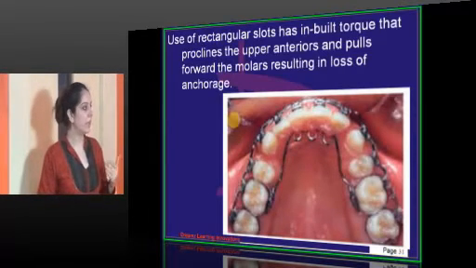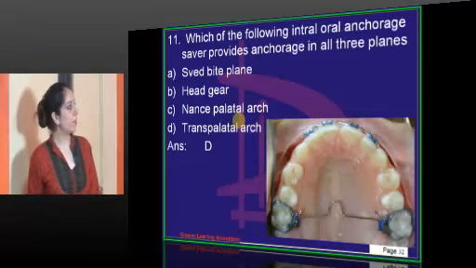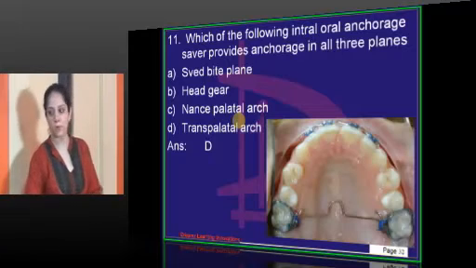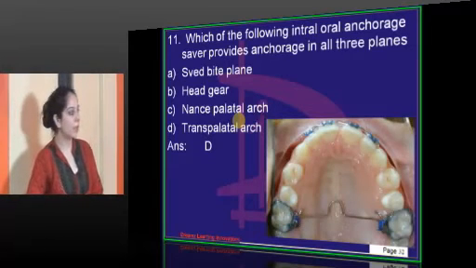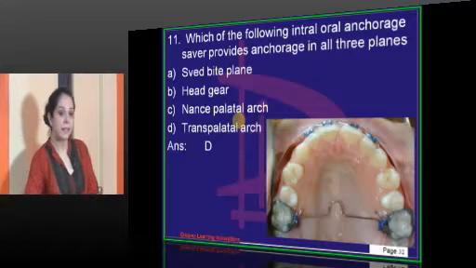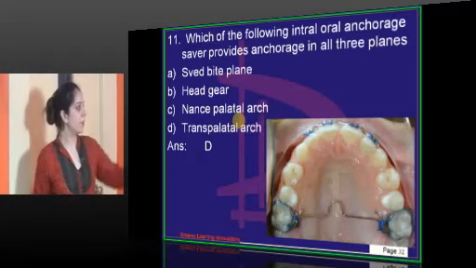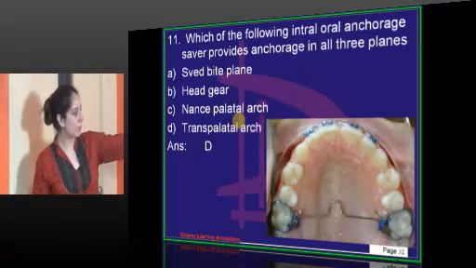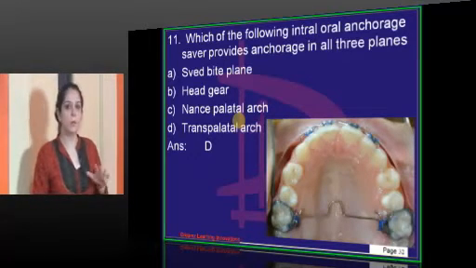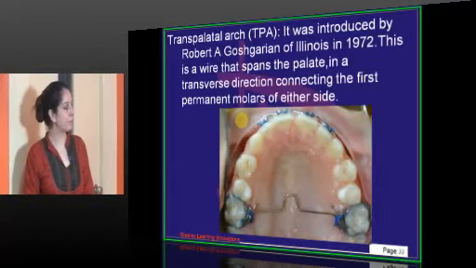What are the effects of the loss of anchorage? Which of the following intraoral anchorage savers provides anchorage in all three planes? It is a transpalatal arch. When we talk about the transpalatal arch, it enhances anchorage in all three planes, vertical, sagittal, all planes. The rest of them are only probably in one plane or two planes. So TPA is the only one which provides anchorage in all three planes.